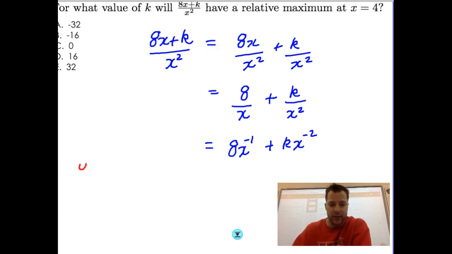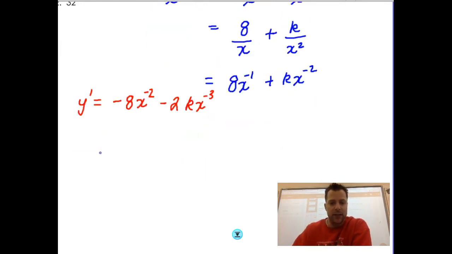So here's my derivative. I'll call it y prime: negative 8 times x to the negative second power minus, bring the 2 out front, so this is a power, minus 2kx to the negative 3. Okay, so now we're going to use some algebra and clean this up, so this derivative is going to be negative 8 over x squared minus 2k over x cubed.